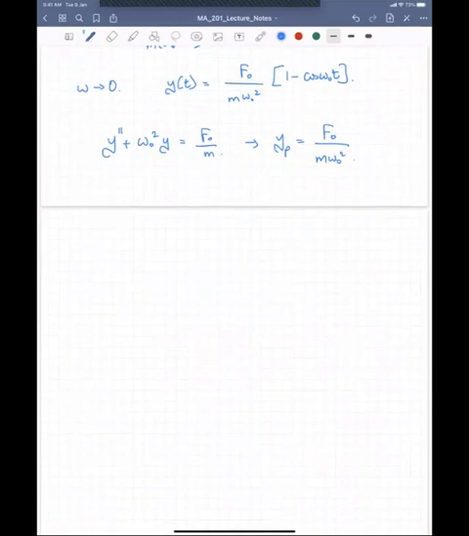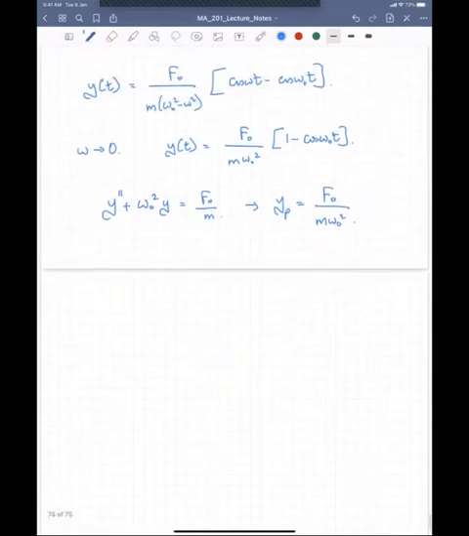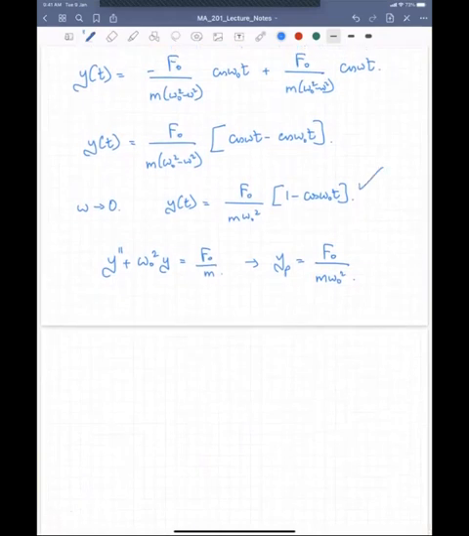Okay, so this equation that you have here can be understood as a constant piece plus a cosine omega 0 t piece. The cosine omega 0 t piece can be understood because that is the homogeneous solution. So if I plug in all the initial conditions, only my cosine omega 0 t is going to survive, which you can easily check.